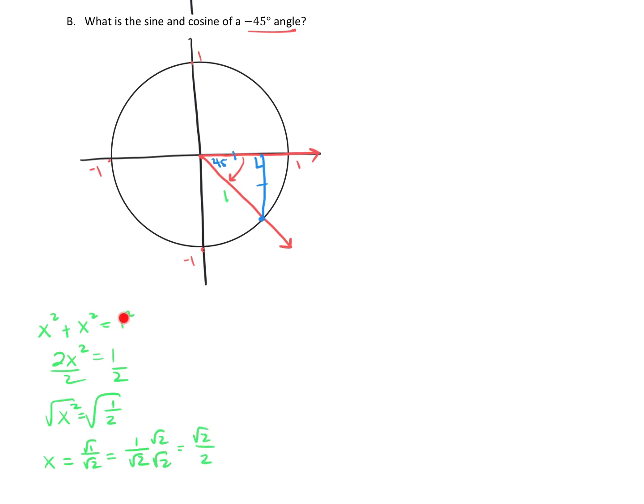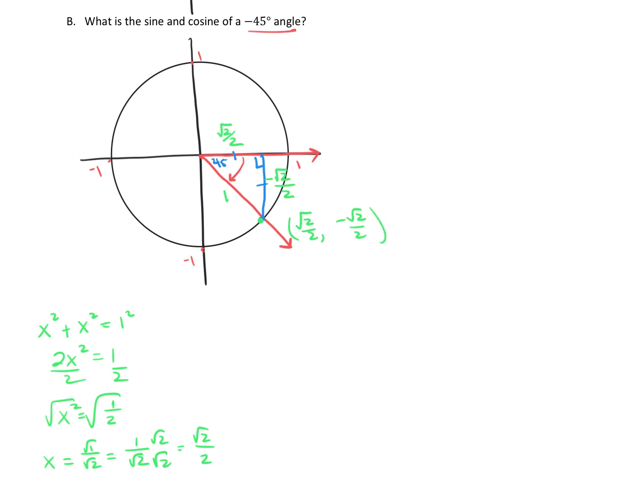Now, that's kind of a lot of work. Do you have to do that every single time? No. You could just memorize that a 45 triangle on the unit circle has side lengths of root 2 over 2. So I'm going to put those side lengths into the triangle. This is a root 2 over 2. And because we're going to the right, that's positive. This is a root 2 over 2, but because it's going down, that is going to be a negative root 2 over 2. So that ordered pair right there is a positive root 2 over 2 for the x, a negative root 2 over 2 for the y.